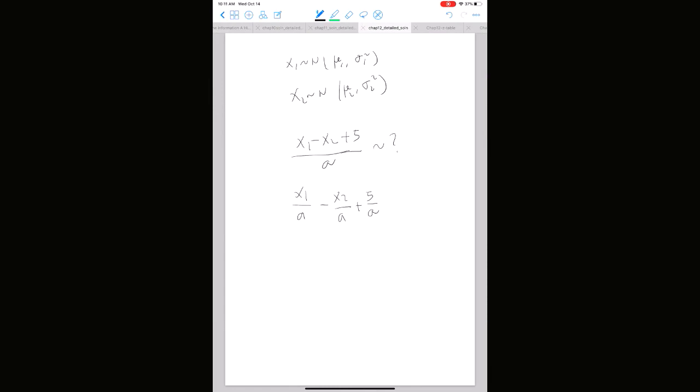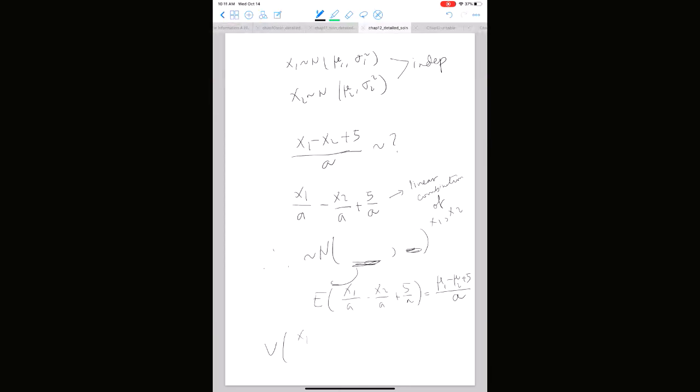Now, this is a linear combination of x1, x2. Oh, I also tell you that these two are independent. So this is a linear combination of x1 and x2. Therefore, this shall be a normal distribution. What shall be the mean of this normal distribution? Here we have the expected value of x1 over a minus x2 over a plus 5 over a, which is equal to mu1 minus mu2 plus 5 over a. What shall be the variance of this?